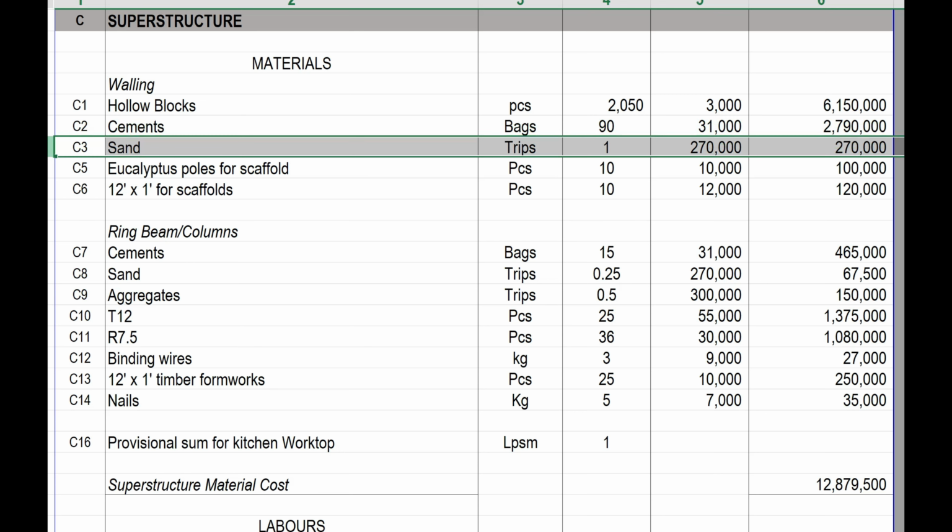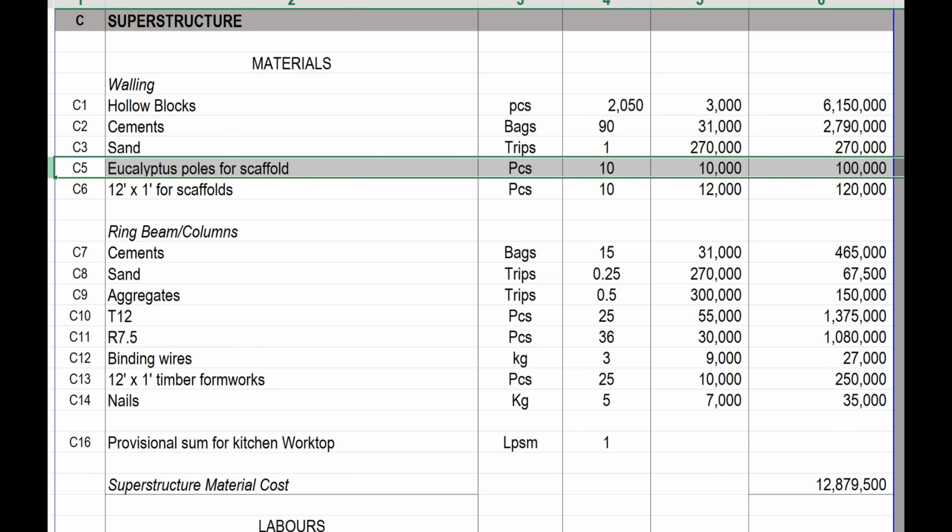2,790,000. Going to sand, you might need about one trip of sand, and I think you can get a trip of sand at around 270,000. And you might also need, to minimize our costs, I think if we use the traditional scaffold, like using poles, like eucalyptus poles, around 10 pieces can be enough, and you can get a piece at 10,000, summing up to 100,000.